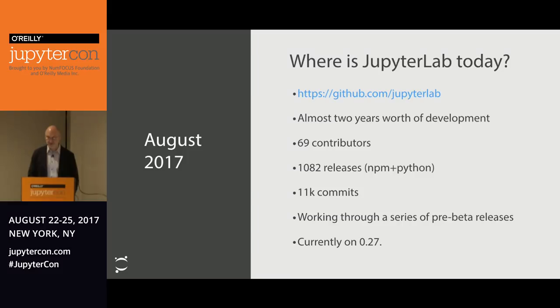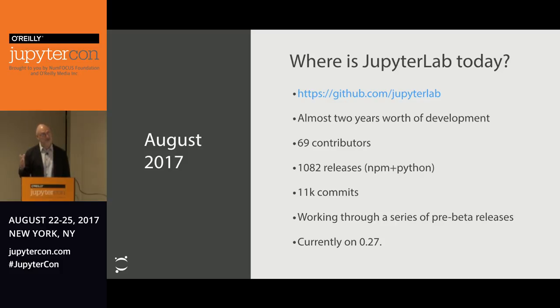So next is a bit of roadmap. We hear a lot of questions of where is JupyterLab today? When can we start using it? So again, we've been working on JupyterLab for about 2 years now, and even a little bit before that, there was a lot of planning. We've had 69 contributors to date, and this is a little crazy, 1,082 releases of our NPM packages and Python packages already. That's releases, not commits.